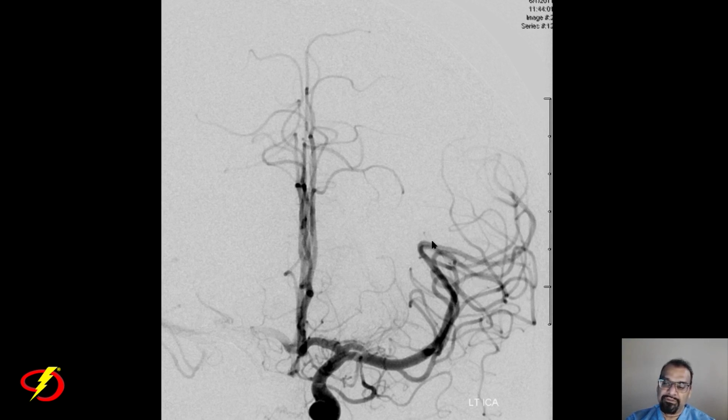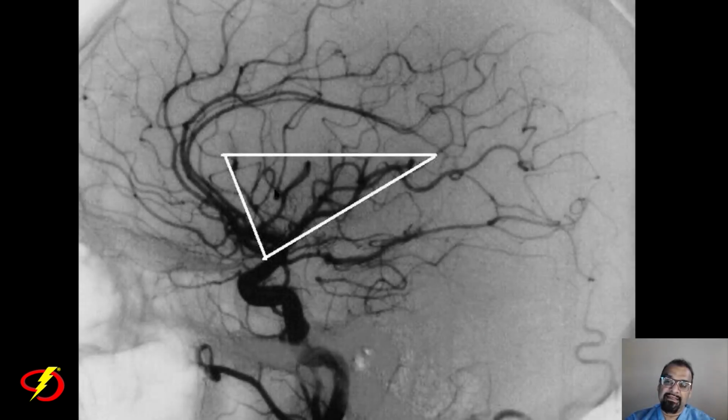Notice this little fold here, or a loop. You guys see that? These loops repeat. Every branch of the middle cerebral artery in this region forms this loop. These loops can all be lined up to form one part of what was called the Sylvian triangle. Now, what is this used for?